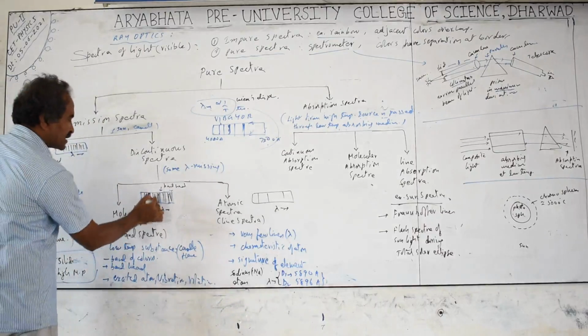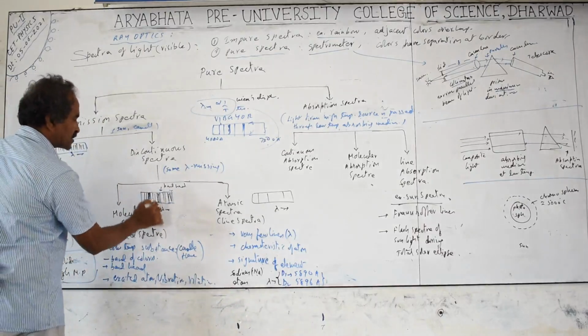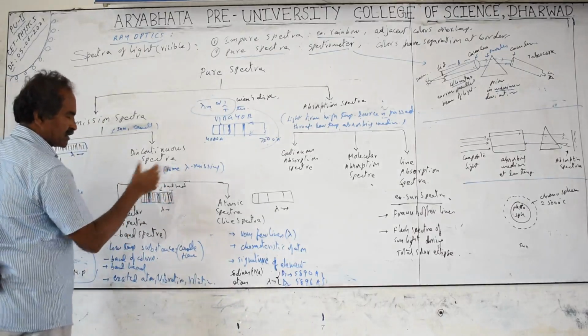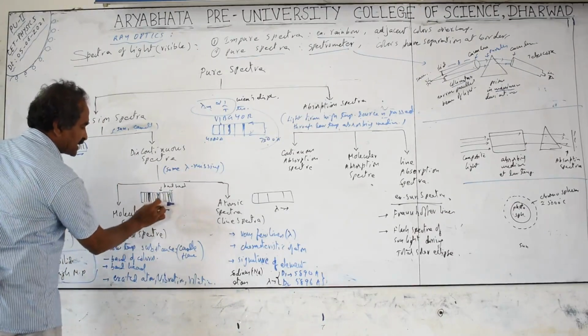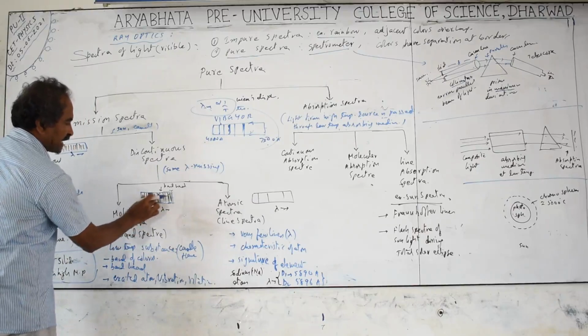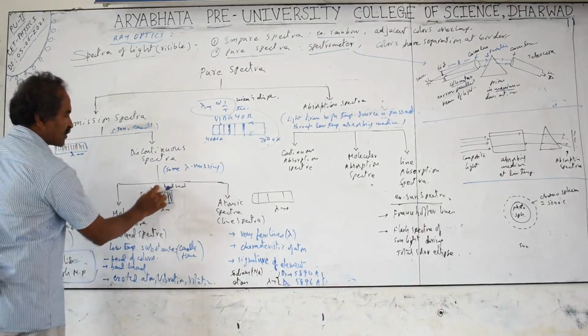So, here band head is a place where the intensity is very large, but if you see with a high resolution telescope, many lines are present, but here line separation is less. As you go to the other side, line separation increases. Less separation is called a band head.